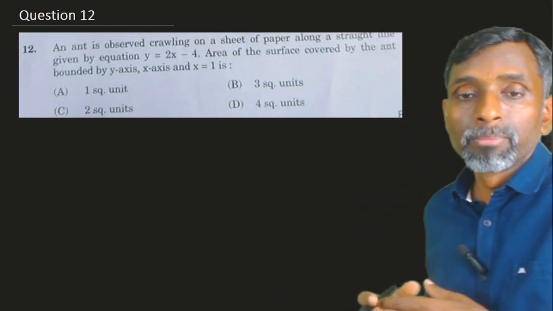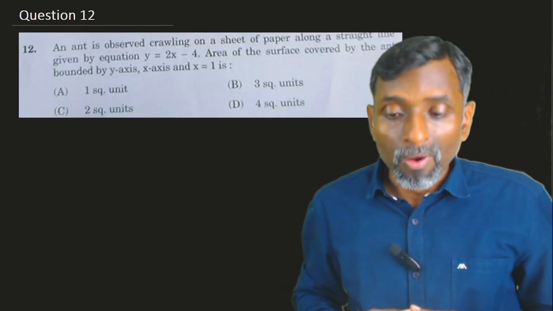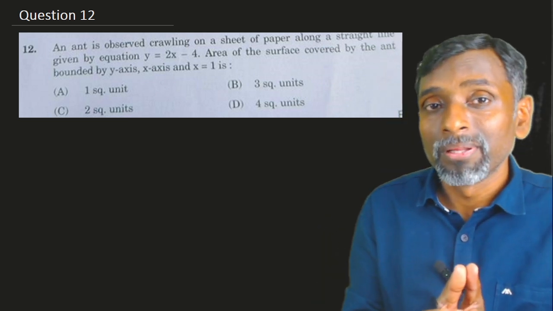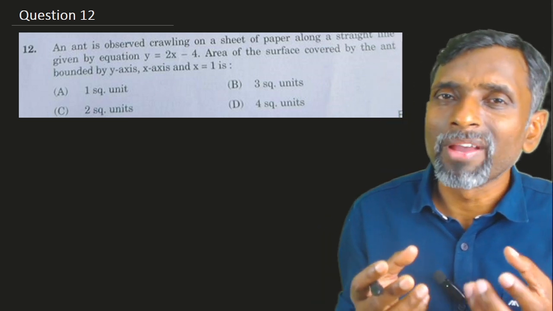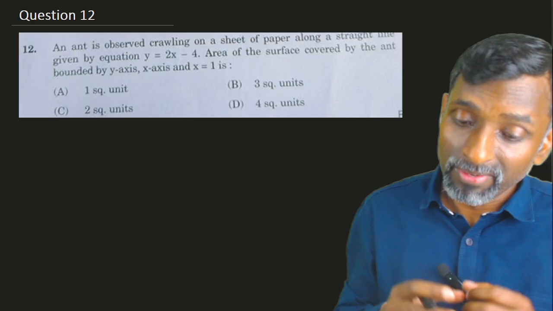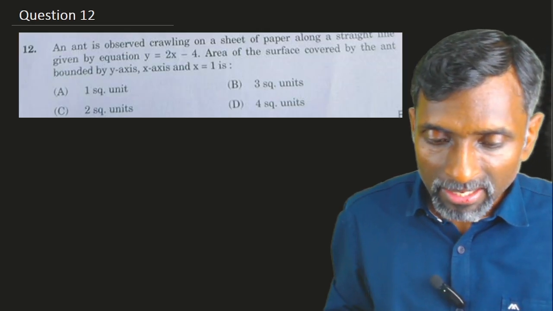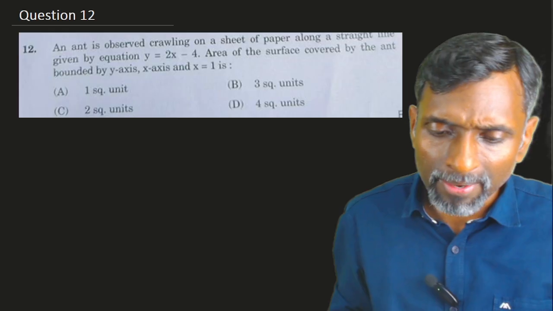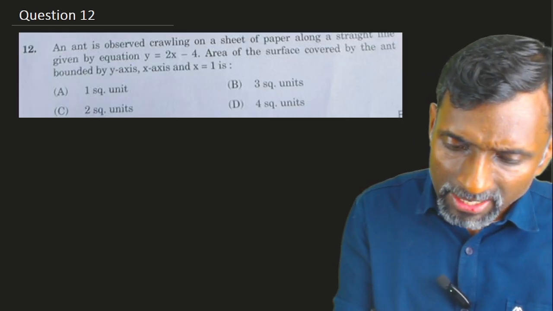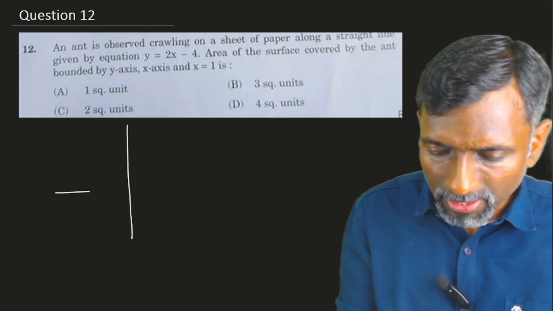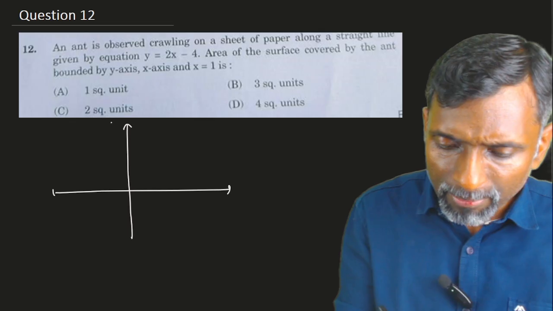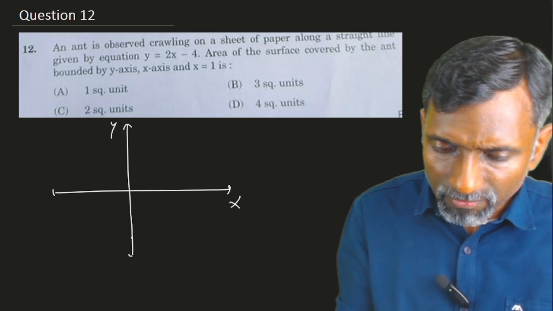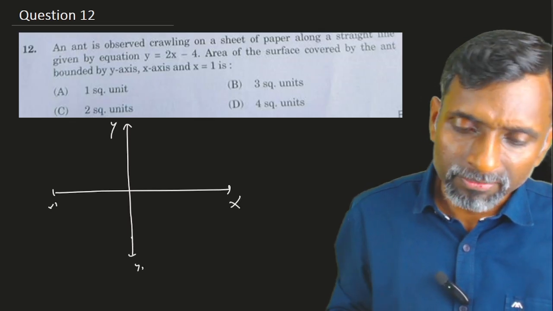Let's move to question number 12. Wow, it's a very simple question, and this is a question on application of integral. You can just see an ant is observed crawling on a sheet of paper along a straight line given by the equation y is equal to 2x minus 4. Okay, so we can make an approximate line, which is y is equal to 2x minus 4.